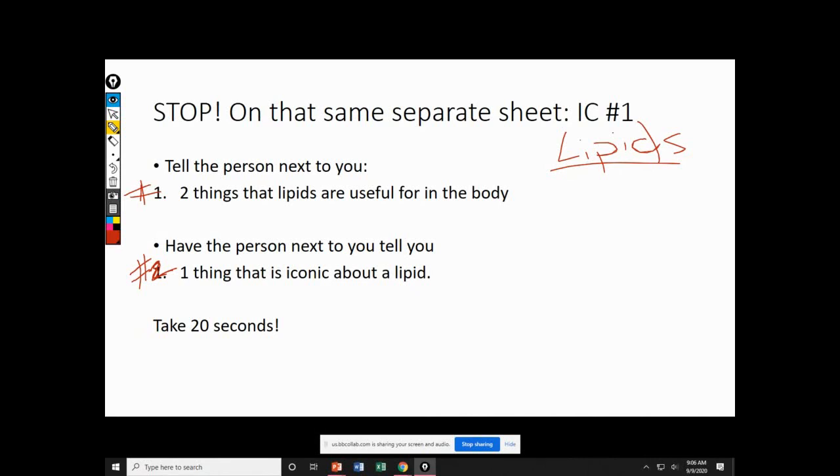Your second bullet point can still just be one way that you would identify a lipid or tell the way a lipid is different from all our other biomolecules. And remember, as we're thinking about lipids, we can really focus on how would I know a lipid is different from a carb, because we already finished carbs.